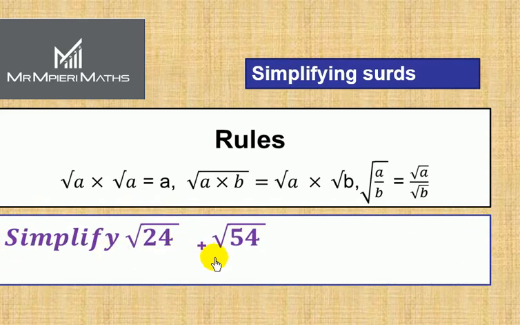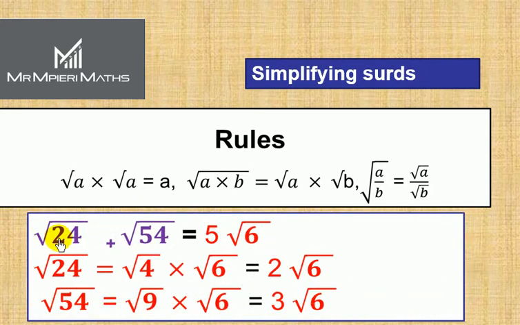Simplify root 24 plus root 54. Here we have to split root 24 into a perfect square root and a surd, and we do the same with root 54. So root 24 becomes root 4 times root 6. Root 4 is a perfect square root, so that gives me 2. So 2 times root 6 gives you 2 root 6.